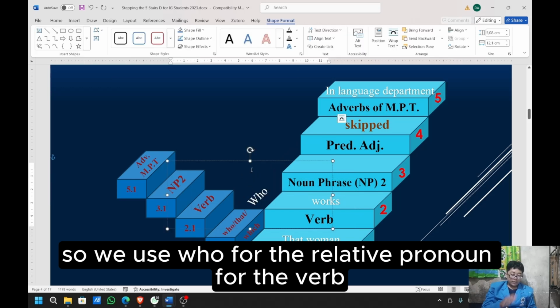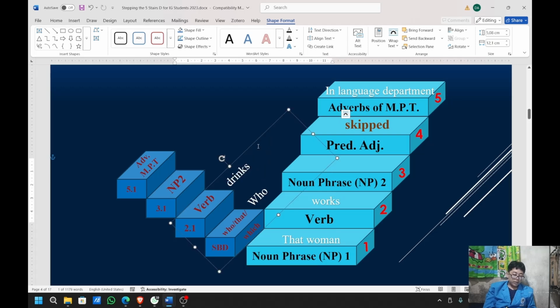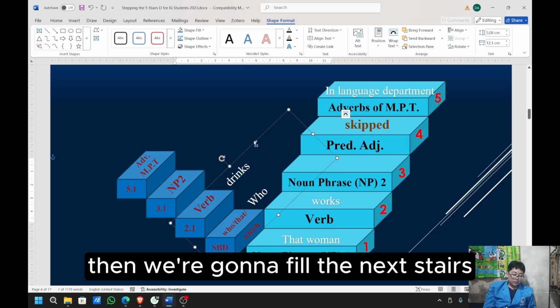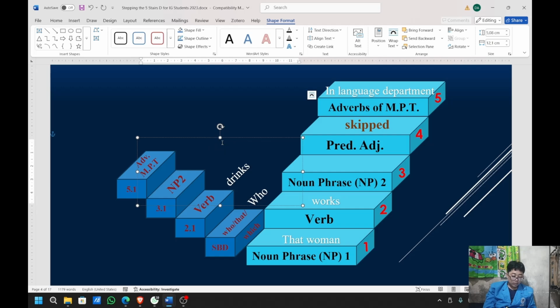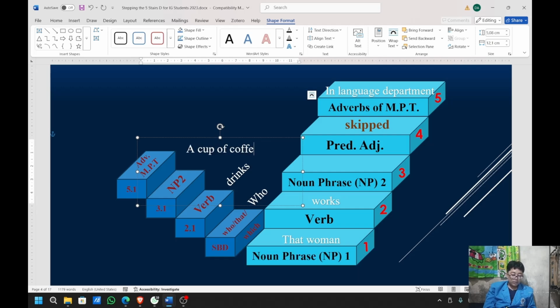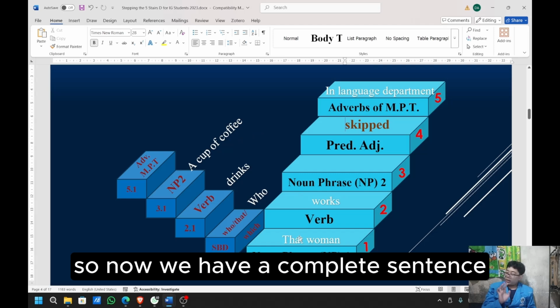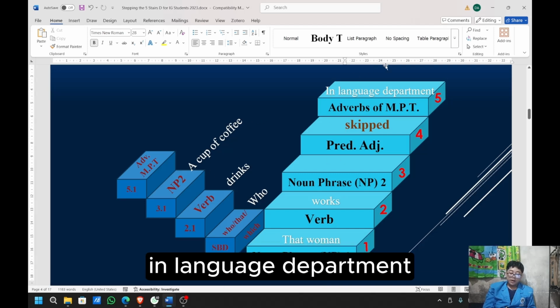For the verb, drinks, then we're going to fill the next stairs, which is the noun phrase 2, a cup of coffee. So now we have a complete sentence, which is: that woman who drinks a cup of coffee works in language department.